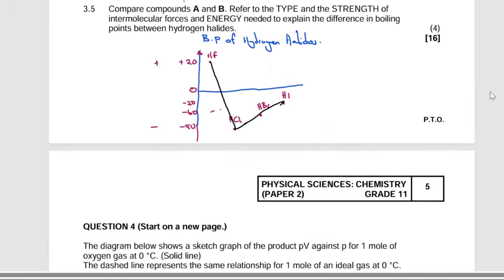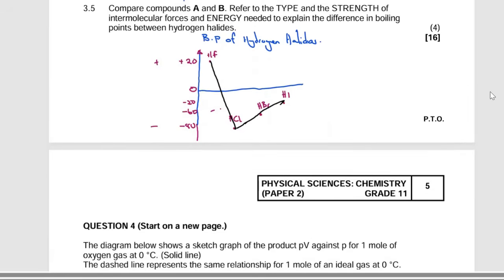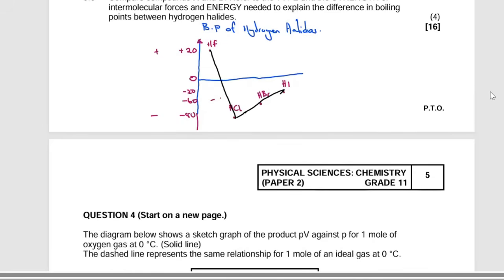Then I'm going to proceed to 3.5 that says compare the compounds there. Compare the compounds A and B, and refer to the type and strength of the intermolecular forces and energy needed to explain the difference in boiling points between hydrogen halides, right? So this is what we are having according to the question. Then I'll proceed and say, in terms of the comparison, I'm going to compare the hydrogen halides.